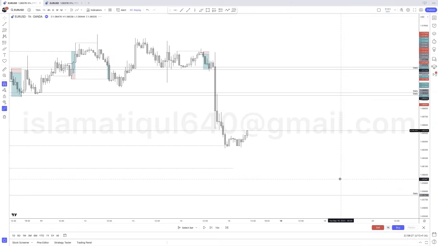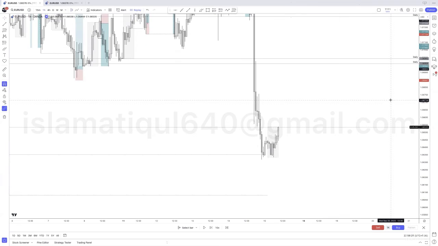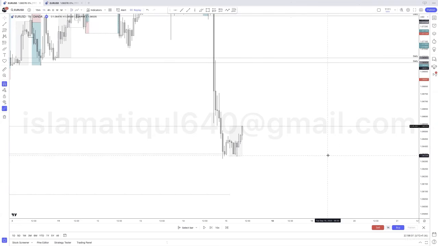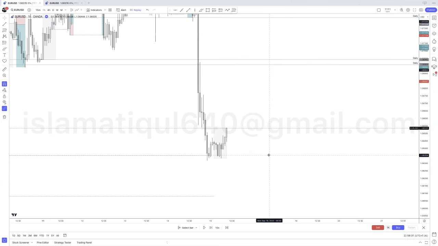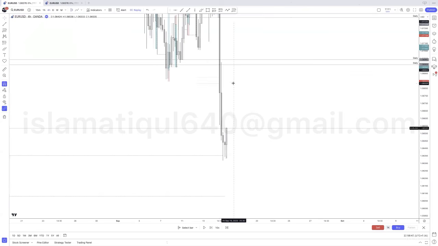What's Asia doing? Asia is gaining some momentum. This could be the low of the week. We don't know yet. Let's see. I think we can buy until this area, but remember we are trading against the trend. We're trying to trade against the trend, so we have to play it very safe. We'll have to wait for a clear rejection.